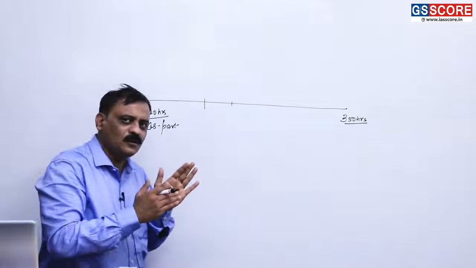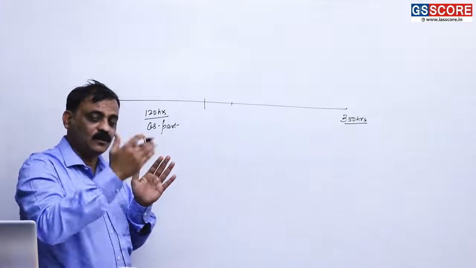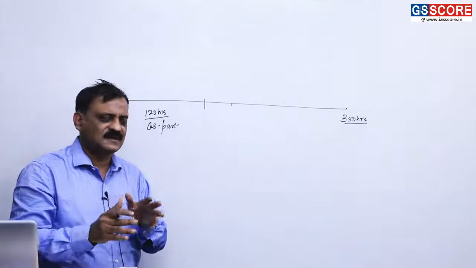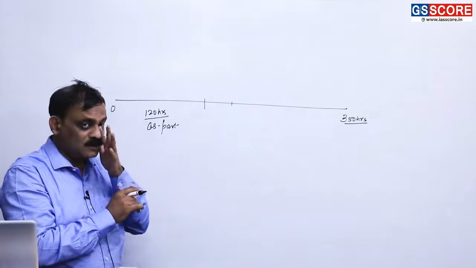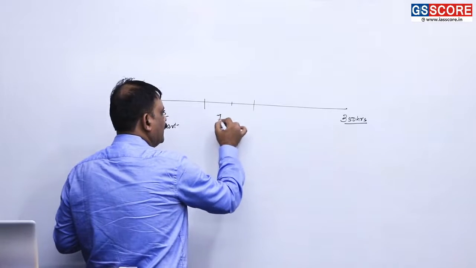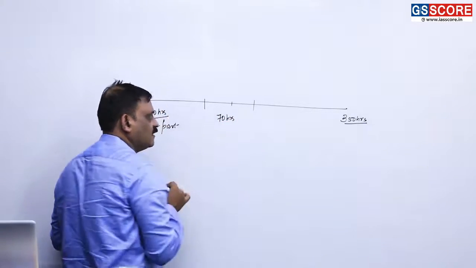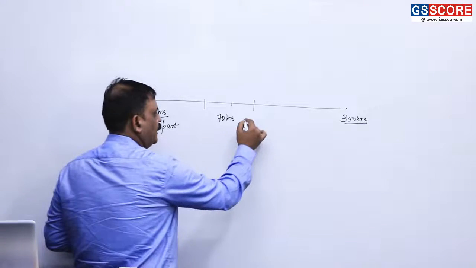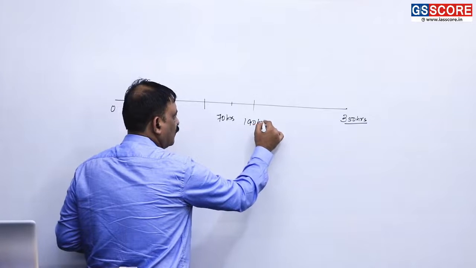Now, if I include the environment part, because all the topics of ecology and environment which are a part of general studies are part of the geography optional, then you can add another 70 hours. Another 70 hours. So that will be 120 plus 70, and here you are at 190 hours.